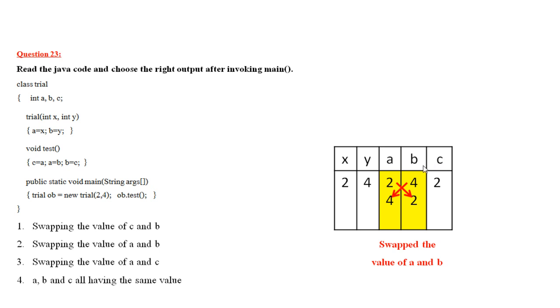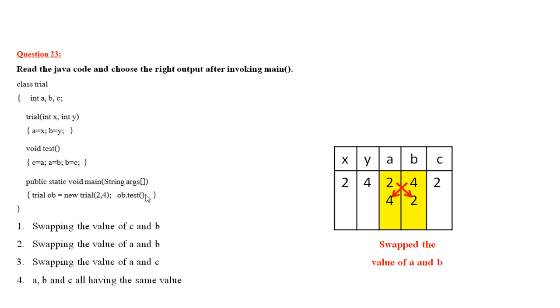So you are invoking the main method. When you are invoking the main method, the first line will call the parameterized constructor, and it will pass 2 and 4 as actual parameters. These values will be stored in the formal parameters int x and int y, and the x value goes in A and the y value goes in B. Then after doing so, it is again calling ob.test.